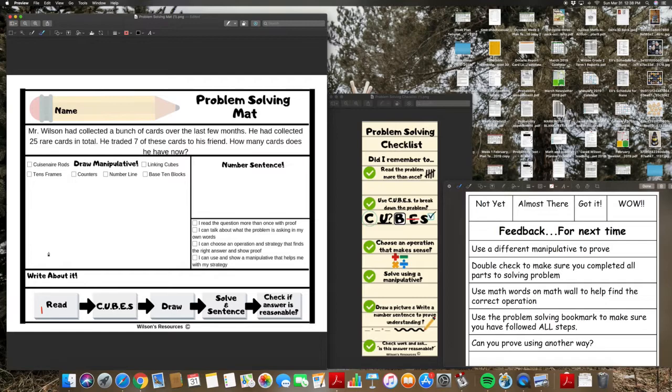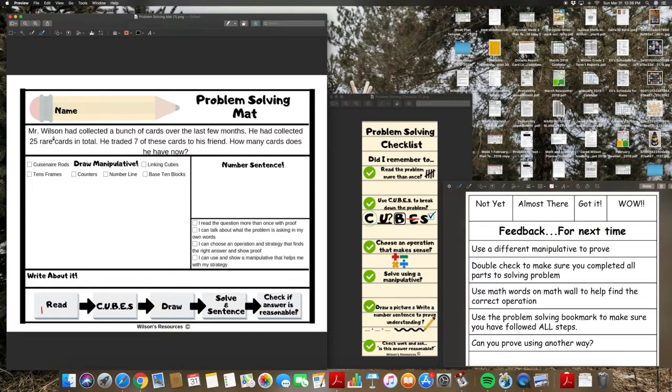Now, they don't have to read it repetitively over and over again, but what I'm looking for is for them to read it throughout their process of following step by step. So we'll read it one more time for good luck, and then we'll move on to our next step, which is, according to our problem-solving checklist, we're going to use cubes.